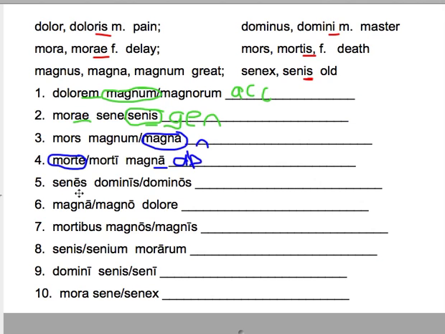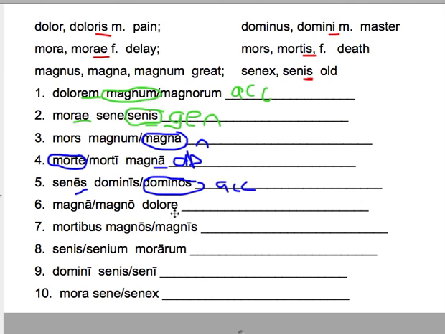Number 5, the ES here tells me it's either nominative or accusative plural. I'm looking over here at the second declension noun for an accusative or nominative plural. Dominos is accusative plural, so boom, there you go. Accusative, and it's going to be old masters.